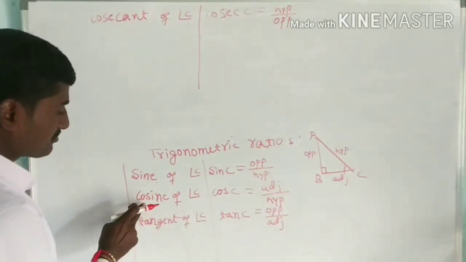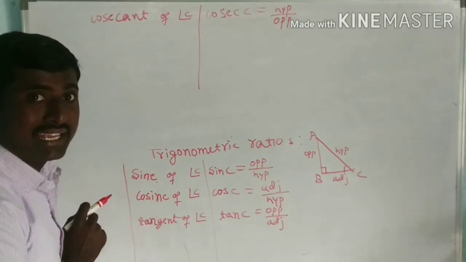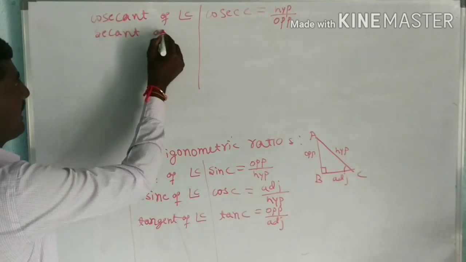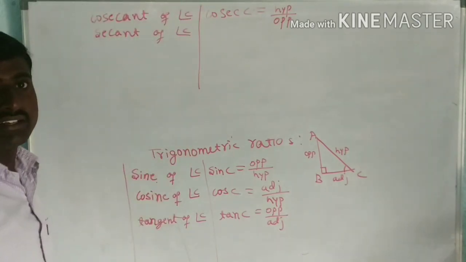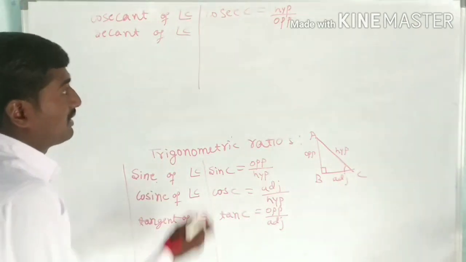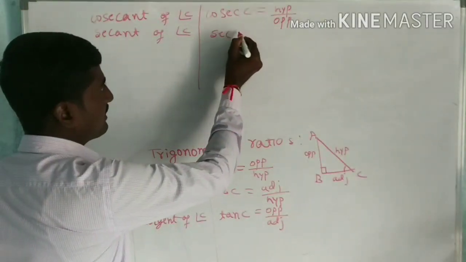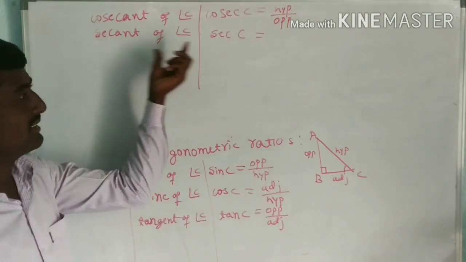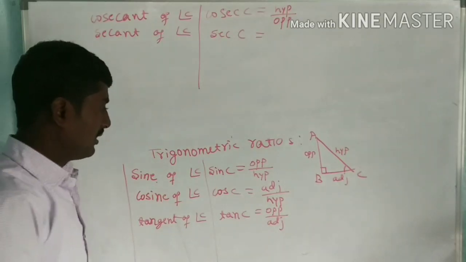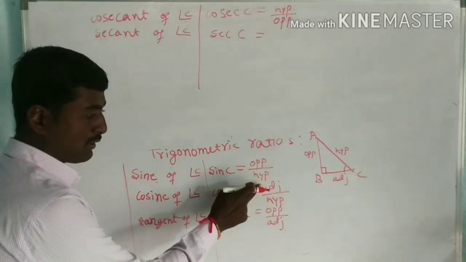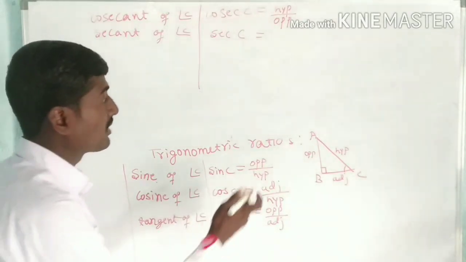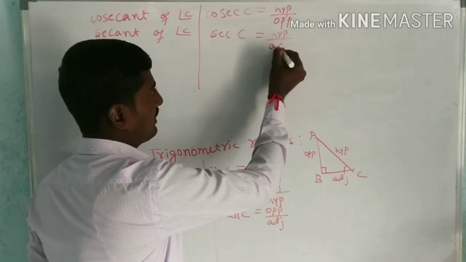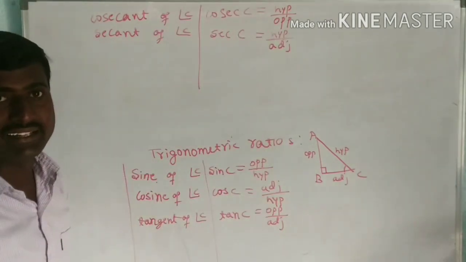Then come to the next one. The reciprocal of cosine I can take as secant of angle C. I can write it as sec C. Sec C is nothing but hypotenuse by adjacent. Reciprocal, reverse. Hypotenuse divided by adjacent, that is secant. That is the definition of secant.